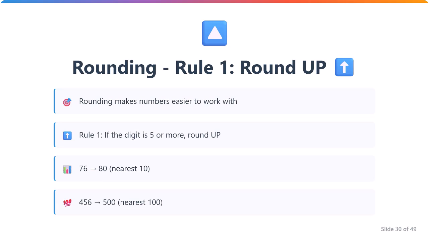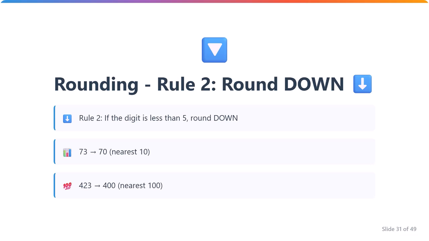Rounding makes numbers easier to work with. Let's learn when to round up and when to round down. Rule 1. If the digit is 5 or more, round up. For example, 76 becomes 80 when rounded to the nearest 10, and 456 becomes 500 when rounded to the nearest 100. Rule 2. If the digit is less than 5, round down. For example, 73 becomes 70 when rounded to the nearest 10, and 423 becomes 400 when rounded to the nearest 100.